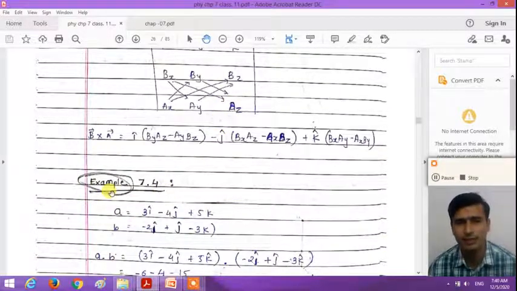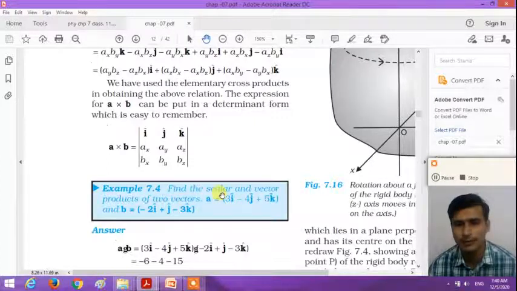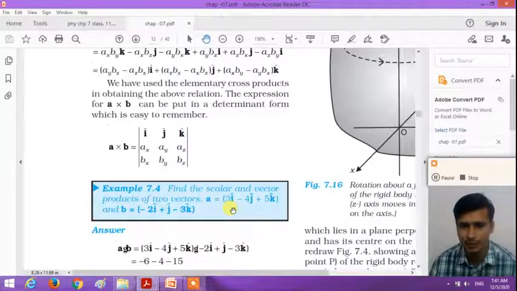Textbook example number 7.4. Let us see the statement of example 7.4 in the textbook. Find the scalar and vector product of the two vectors. Vector A is equal to 3i minus 4j plus 5k and vector B is equal to minus 2i plus j minus 3k. So here two vectors are given to you, and find the scalar product and the vector product of these two vectors. So let us take the solution.